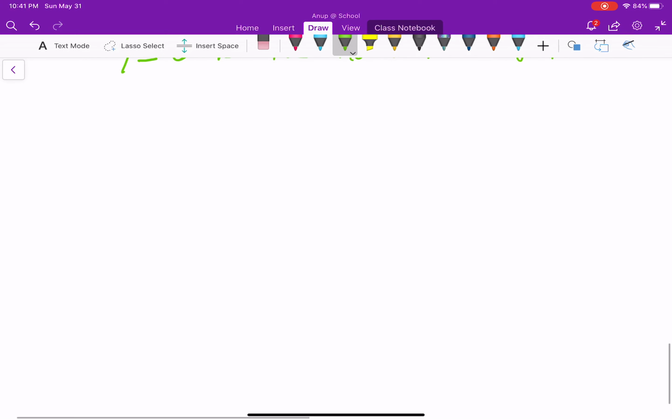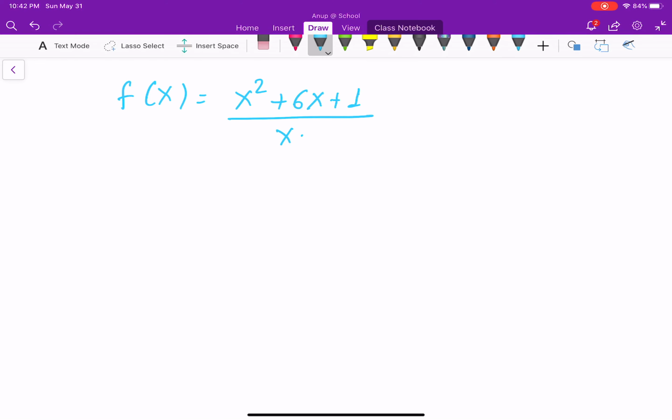Okay, let's take one more example. Let's assume we have a function f of x equal to x squared plus 6x plus 1 divided by x minus 5. What is happening here? The degree of the numerator polynomial is 2 and the degree of the denominator polynomial is 1. So 2 is greater than 1. The degree of the numerator is greater than the degree of the denominator, so we have no horizontal asymptote.